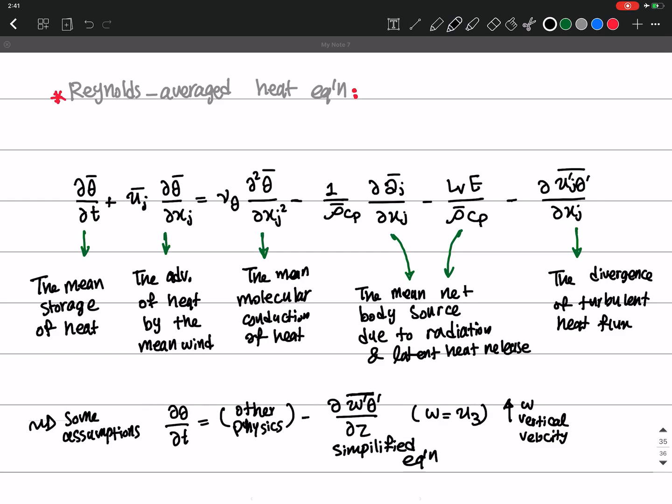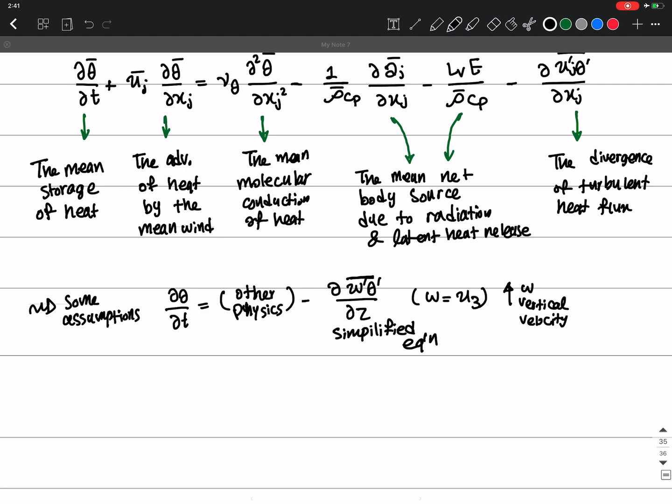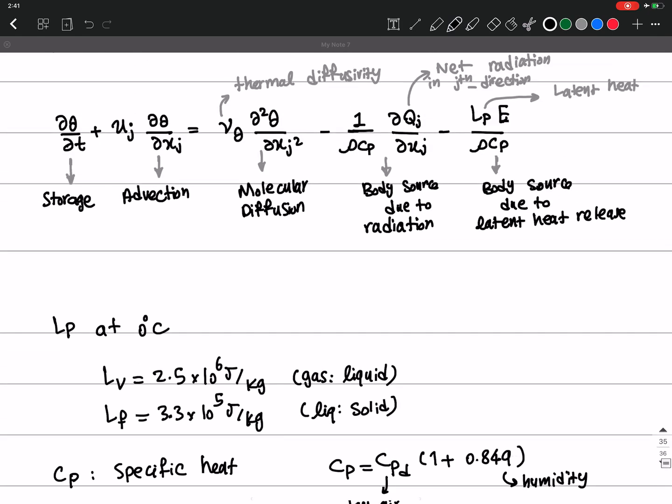Okay, so in the next session, I'm going to derive an equation for heat variance and also discuss the scalar dynamics a little bit further.